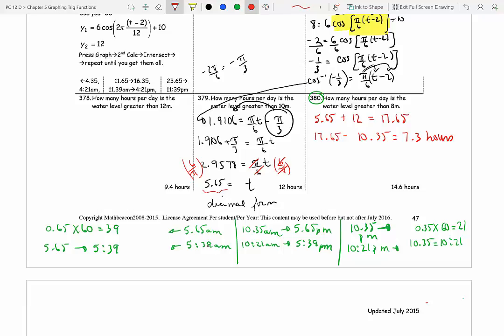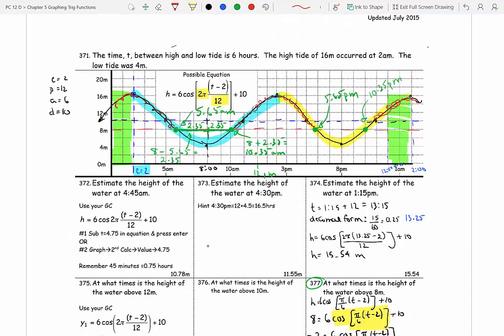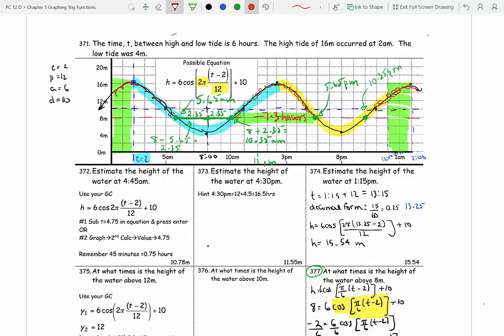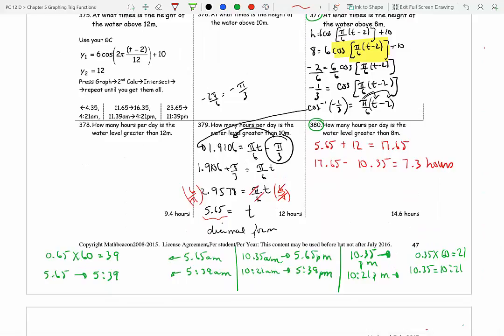Okay, so when we go back up to the graph, that means that the time between here and here is 7.3 hours. Okay, now we have two of those, right? Because we have two times when the tide goes above 8 meters in the day. So we want to times that by 2. So we want to go 2 times 7.3, and we get 14.6 hours, and that's your answer.